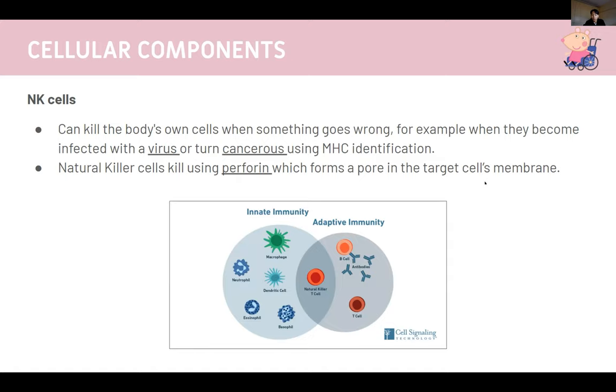And we also have natural killer cells. Their role is that they can kill the body's own cells when something goes wrong, for example when a cell is infected with a virus or turns cancerous, and they achieve this by using MHC identification. Natural killer cells kill using perforin, which forms a pore in the target cell's membrane. So we have that innate immunity, and it plays the biggest role. It's one of the first lines of defense before adaptive immunity kicks in.